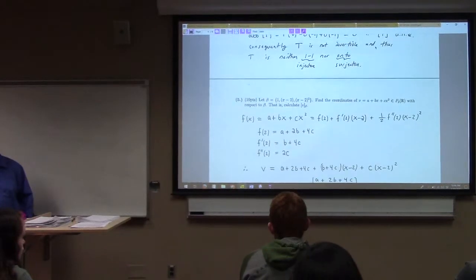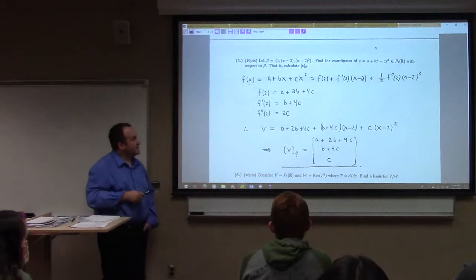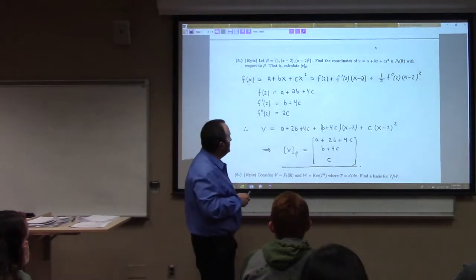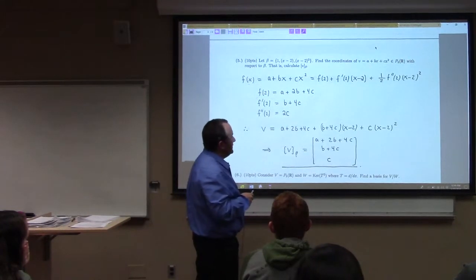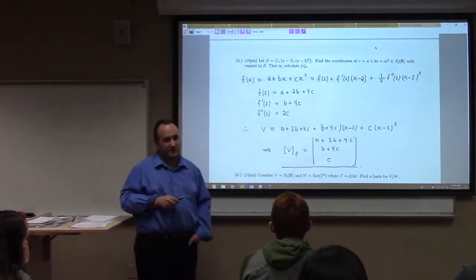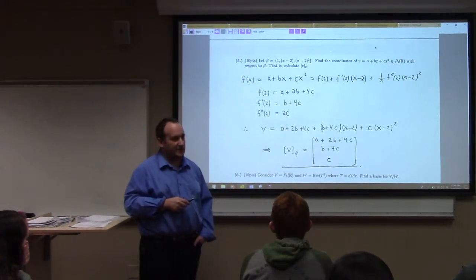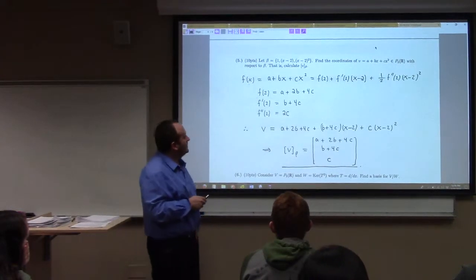Problem 5. Find the coordinates of v with respect to the basis beta: 1, x minus 2, x minus 2 squared. I wanted to draw your attention to something I've shared with you in homework solutions in various places, but it's an important calculational technique because it cuts through problems like this like a knife through butter. It's called calculus 2.